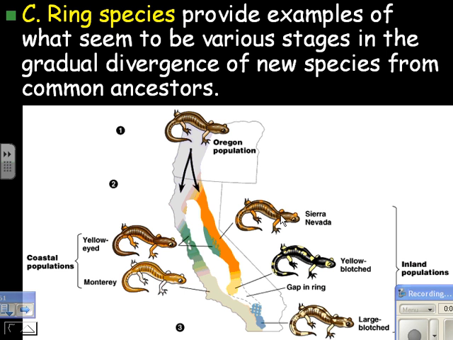This one is a really kind of cool example. This is called a ring species. This provides examples of what seems to be various stages in the gradual divergence of new species from common ancestors. So here's a salamander, and it lives in Oregon. And this salamander, over a long period of time, some of them have stayed here, but some of them have migrated south. So some of them have migrated along the coast of California, and some have migrated inland in California. And so there's a mountain here that separates them.